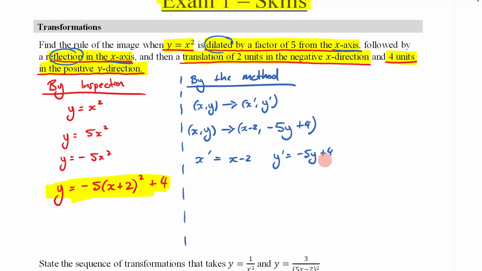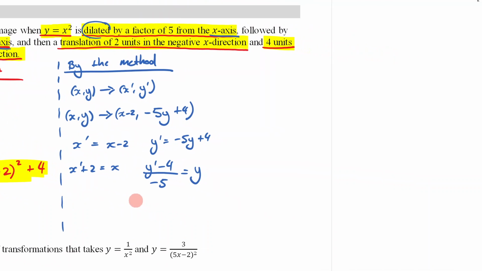That's fine. You then need to rearrange these. So you need to say, all right, what is x equal to? Well, x dash plus 2 is equal to x. And then here, (y dash minus 4) over negative 5 is equal to y. Then you sub them into your original. So our original was y equals x squared. So into the y spot, I would put this. So I'm going to go (y dash minus 4) over minus 5 equals (x dash plus 2) squared. So as you can see, I replace my x with this, and I replace my y with this.